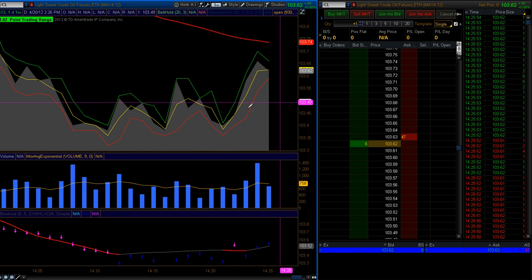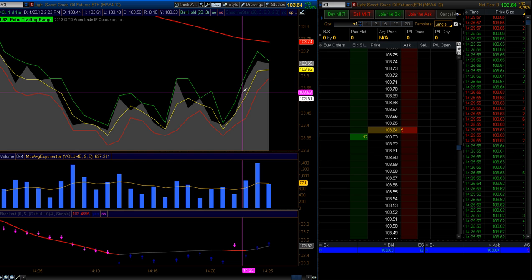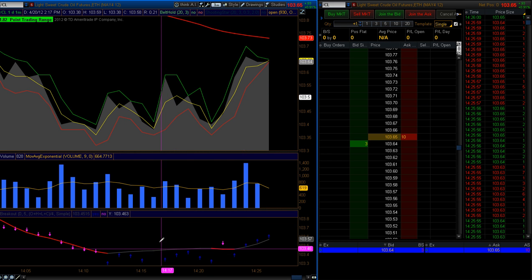This is what I'm working on right here, this indicator, and seeing if it's going to work on the daily time frame as well.